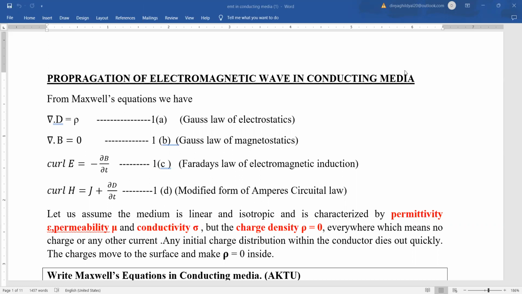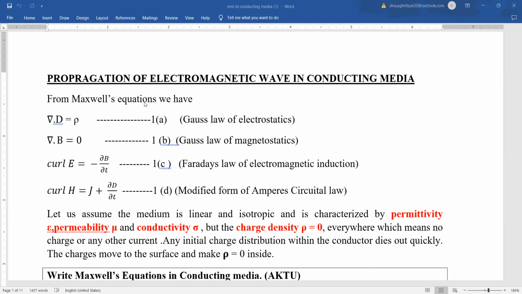Let us begin. Propagation of electromagnetic wave in conducting media. That means today we will study how this electromagnetic wave behaves in a conducting media. In fact, an electromagnetic wave declines or exponentially decays when it enters a conducting media. Let us start proving it.